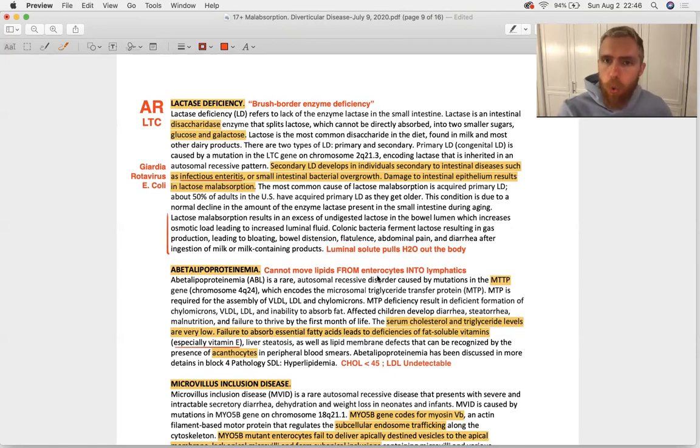Or you can acquire a lactase deficiency if there's enough damage to the gut. And a lot of different pathogens can cause this. Most common bacteria is going to be E. coli. Giardia can cause a lactase deficiency. Vibrio can cause some irritation to your enterocytes, give you a lactase deficiency. Rotavirus gives you lactase deficiency. What do these things all have in common? They're going to give you diarrhea.